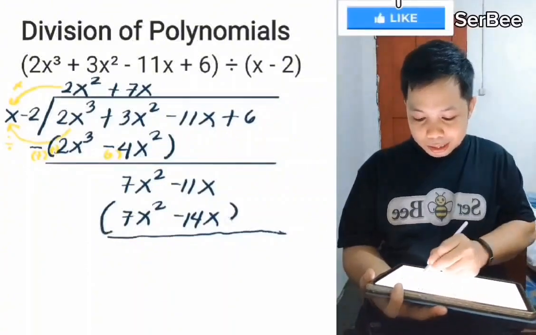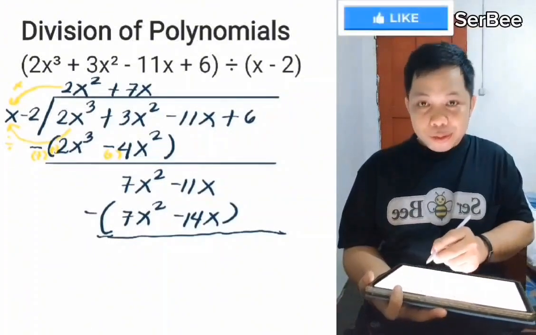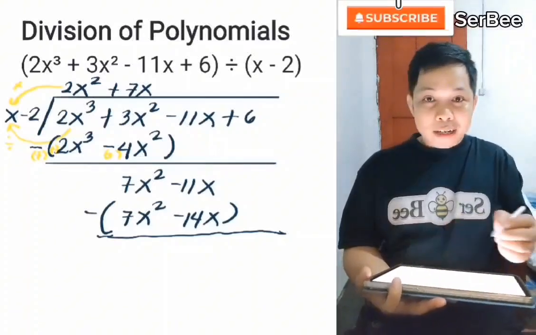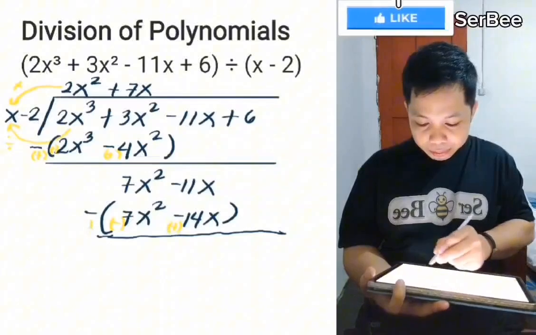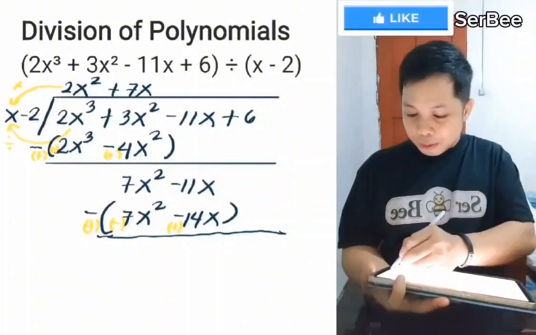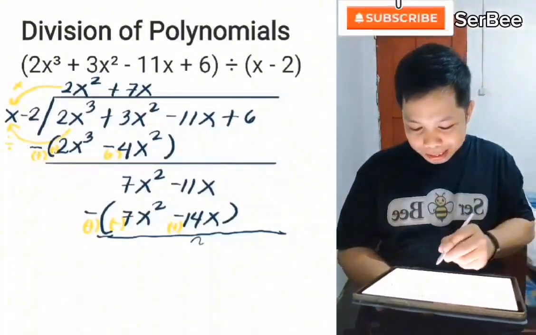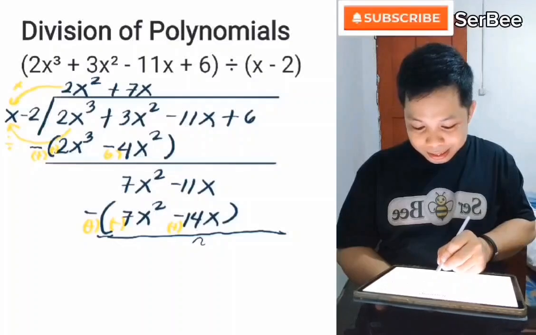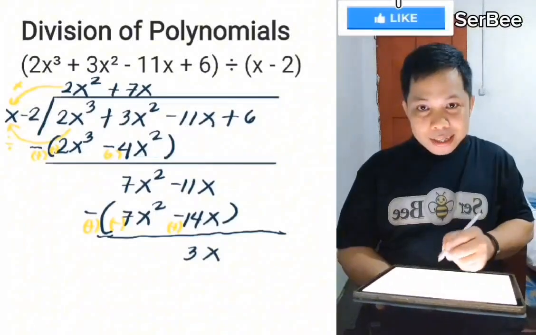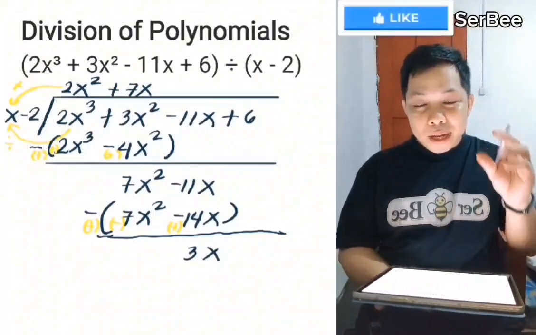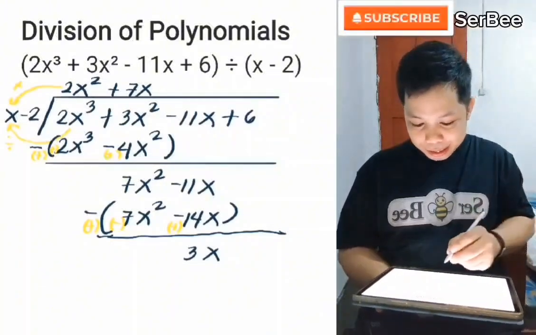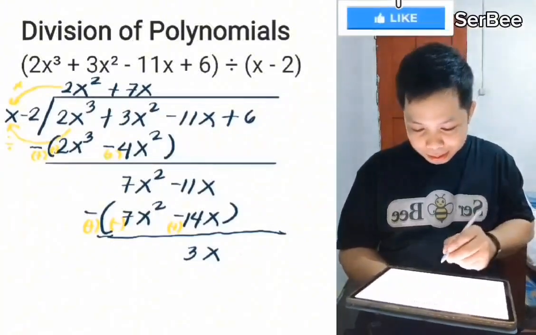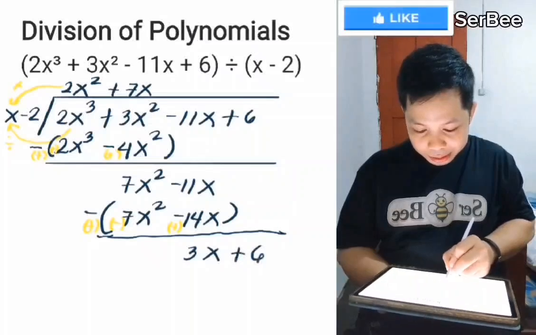Okay? Then, subtract ulit tayo. So, ano makukuha natin? So, dapat careful tayo dito. Huwag natin kalimutan mag-change ng sign. Okay? Ano po ang makukuha natin? Makukuha natin ay 3x, di ba? Kasi negative 11 plus positive 14 equals positive 3. 3x. Then copy the variable x. Then bring down natin si 6.